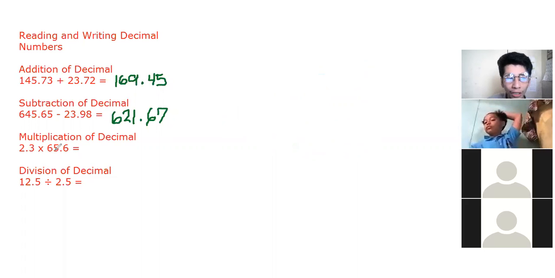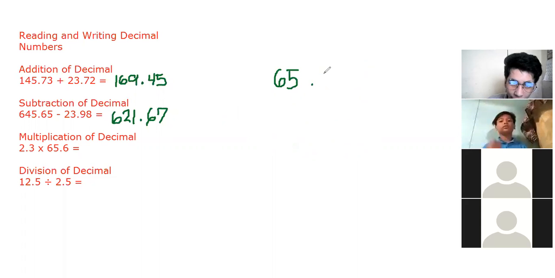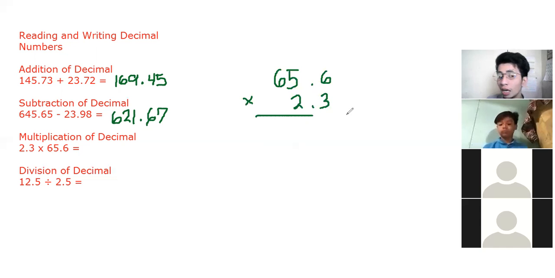So, we have 2.3 and 2.3 times 65.6. So, sulat natin 65.6. Then, times natin kay 2.3. So, pwede na dito kahit hindi sila magka-align, diba? Pero, sumakto naman dito na naka-align sila. So, okay lang kahit hindi naman sila magka-align dito. Then, kay 3 muna tayo.